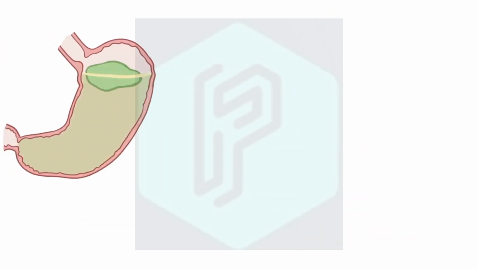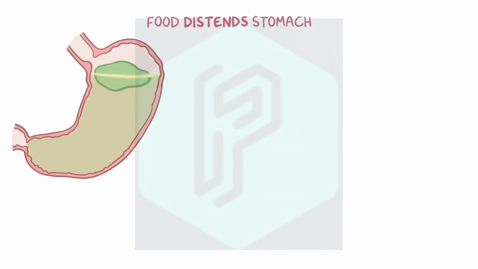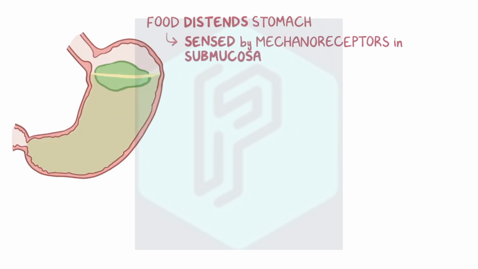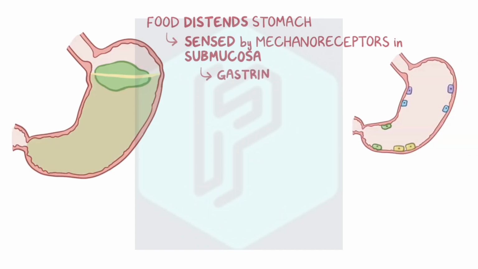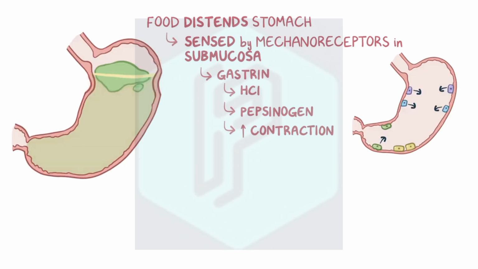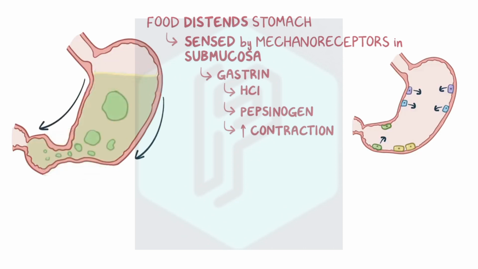Once food has entered the stomach, it distends the stomach, and this is sensed by receptors in the submucosa called mechanoreceptors, which triggers the release of gastrin from the G cells in the stomach. Gastrin promotes the secretion of hydrochloric acid from parietal cells and pepsinogen from chief cells, as well as increased contraction of the stomach muscles. Similar to the esophagus, the stomach has waves of peristalsis that start near the lower esophageal sphincter and move toward the pyloric sphincter.